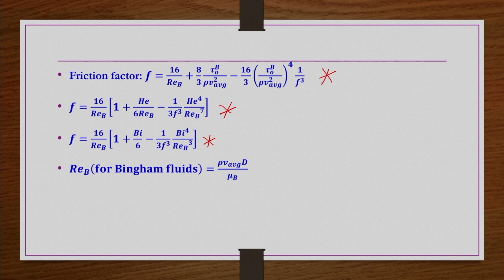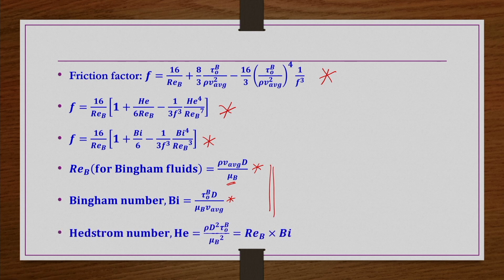Here for Bingham plastic fluids, the Reynolds number is rho V average d by mu b, the plastic viscosity. Similarly, the Bingham number is tau naught b d divided by mu b V average, which can be treated as a kind of dimensionless characteristic yield stress of the material. The Hedstrom number is the product of these two dimensionless numbers, Reynolds number and Bingham number, giving rho d square tau naught b divided by mu b square.